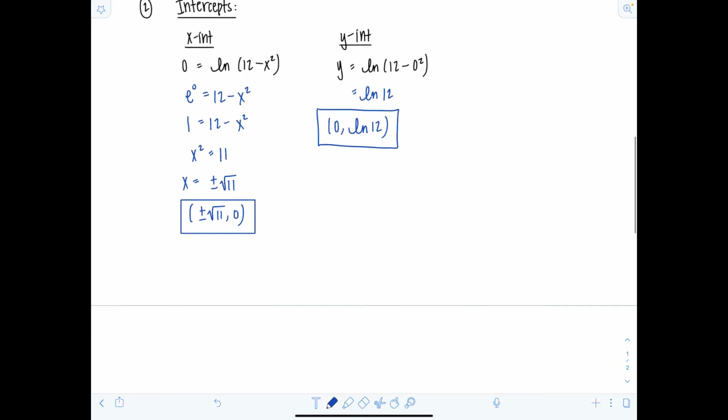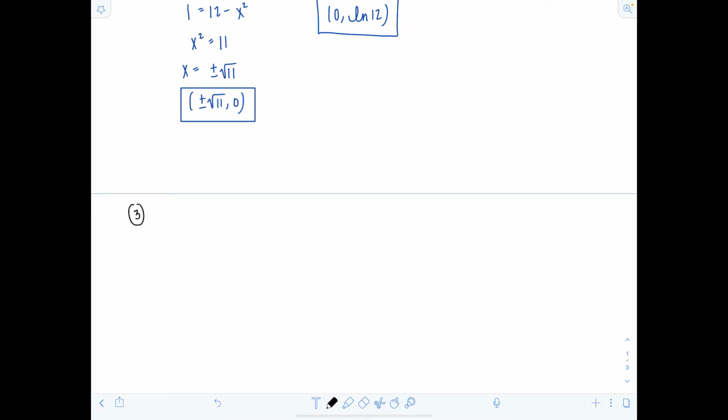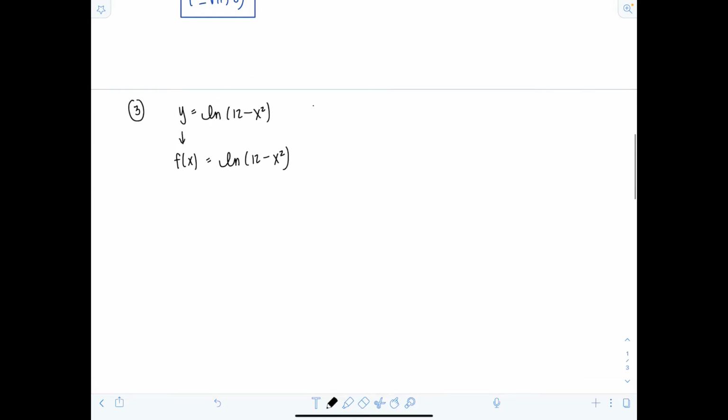Now let's check for symmetry. So here we have y equals natural log of 12 minus x squared. If you want to rename this guy, f of x is natural log of 12 minus x squared. And when we're testing for symmetry, remember we evaluate f of negative x. So let's do it. f of negative x is going to be natural log of 12 minus negative x squared.